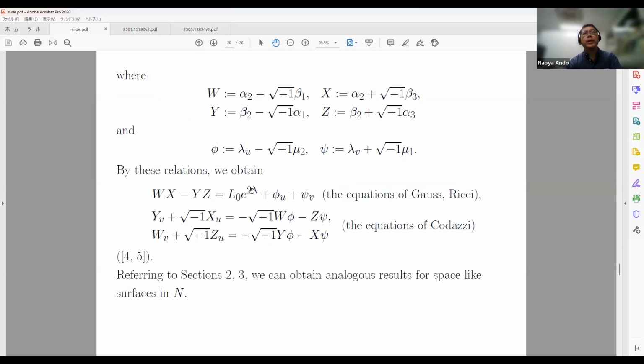The first relation gives two equations from the real part and the imaginary part. These two equations are equivalent to the equations of Gauss-Ricci. The other relations give four equations, and these equations are equivalent to the equations of Codazzi. Referring to section 2.3, we can obtain analogous results for space-like surfaces in N.